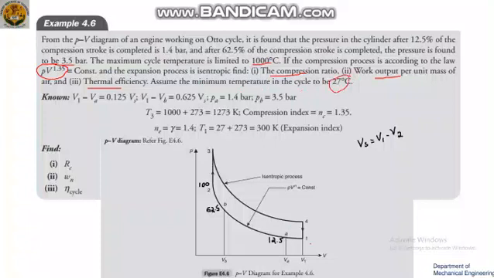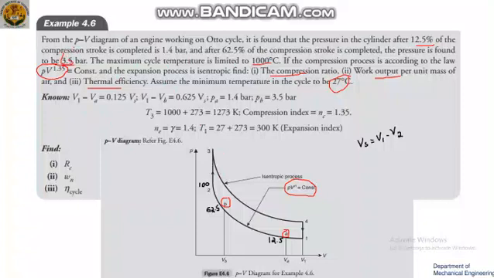So what they have given is the compression process is not isentropic. So it is governed by the law PV to the power n is equal to constant, where n is 1.35. And also they have found out that at 12.5% of the compression stroke, the pressure at this point is 1.4, and at this point the pressure is 3.5 bar.